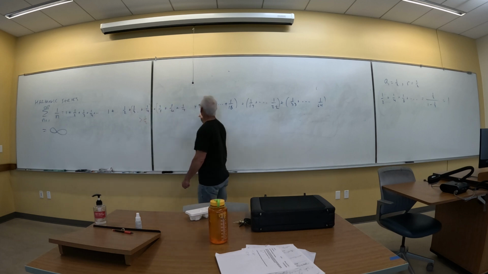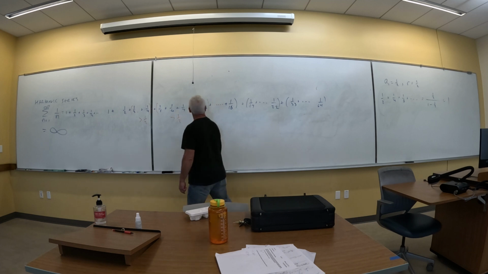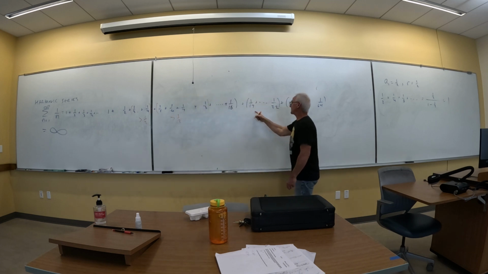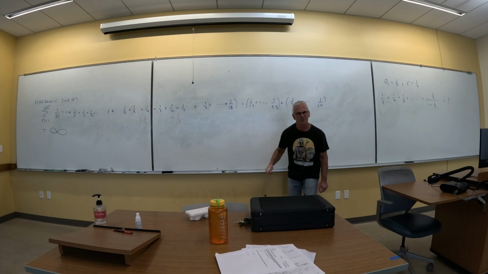Bigger than a half, sorry. I have 4 numbers. That's an eighth. These are all bigger than an eighth. That means this is bigger than 4/8. I have 16 numbers. That's 1 over 32. These are all bigger than 1 over 32. So this is bigger than 16 over 32.